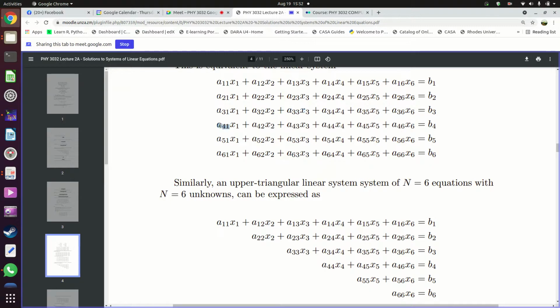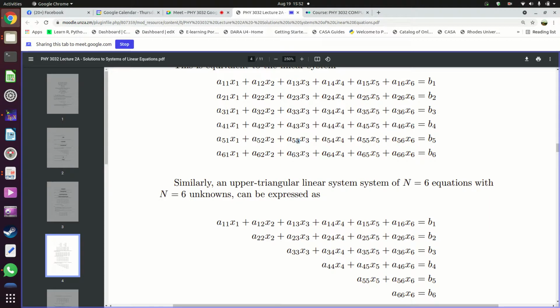Here, F41, the row is 4, the column is 1, you make this a 0. F42, the row is 4, the column is 2, so 4 is greater than 2, you make this a 0. You come here, F43, the row is 4, the column is 3, so 4 is greater than 3, you make this a 0. You come here, F44, the row is 4, the column is 4, so 4 is not greater than 4, you leave it. You come here, F51, the row is 5, the column is 1, so 5 is greater than 1, you make that a 0. F52, the row is 5, the column is 2, so the row is greater than the column, so you make this a 0.